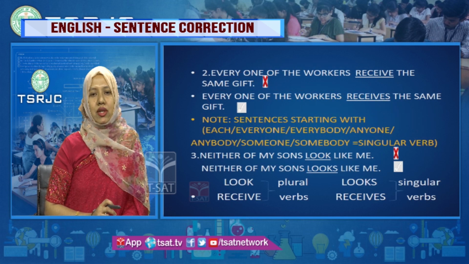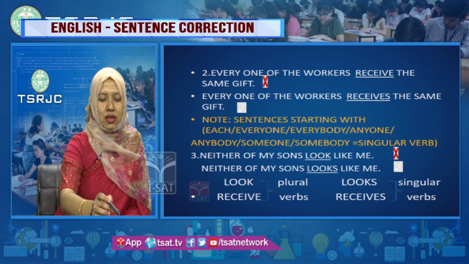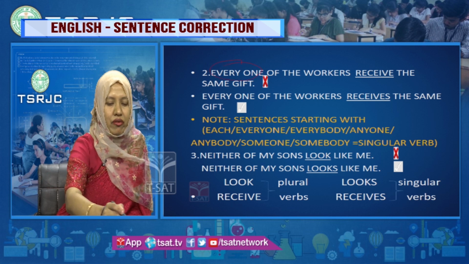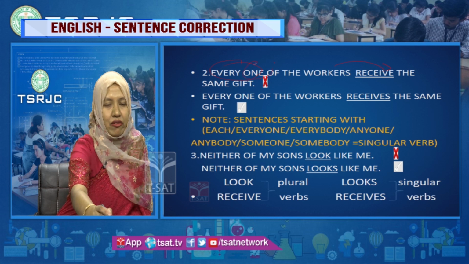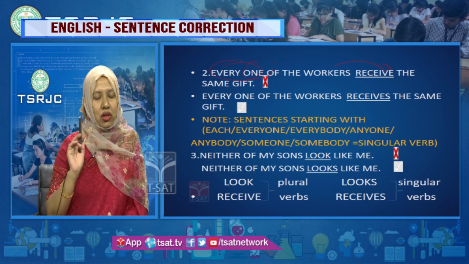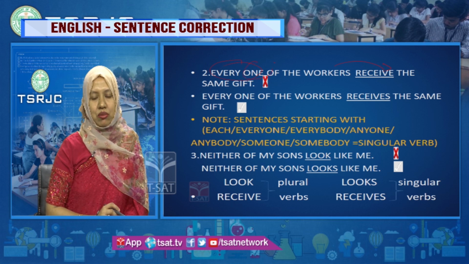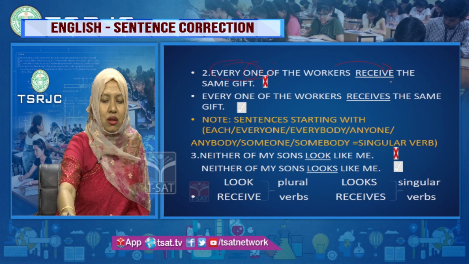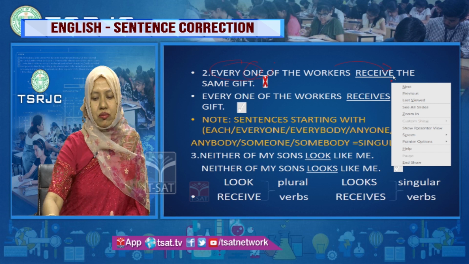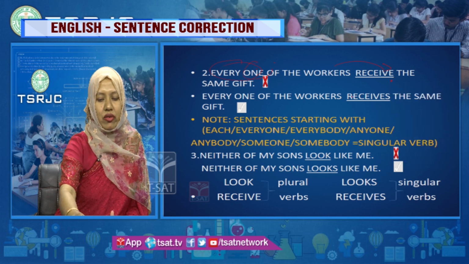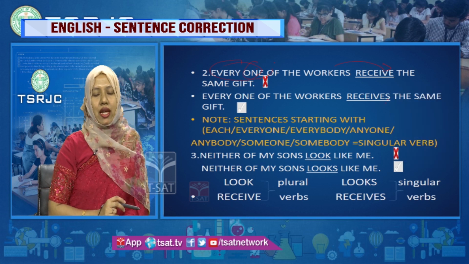Every one of the workers received the same gift. Again, you are talking about every one of the workers. Here again, one, you are talking about one person, a singular subject, and you are using a plural verb here, which is wrong. It should be, every one of the workers receives the same gift.